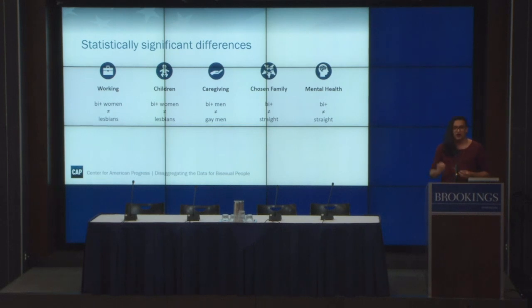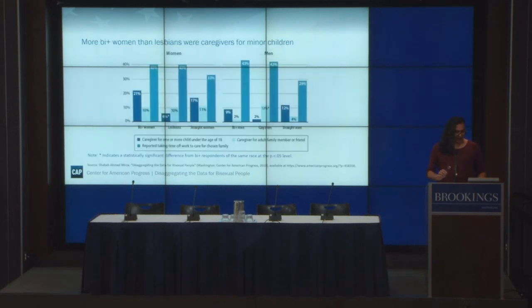As you can see, there are a lot of ways in which the way bi plus women are behaving in terms of their observable behavior is different from lesbians, where bi plus men are different from gay men. If I just go back for a little bit, you'll notice that 2% of bi plus men reported that they were caregiving for an adult family friend or member, compared to 12% of gay men. This is one in which gay men are behaving similarly to women across sexual orientation. And all of this is on the internet.